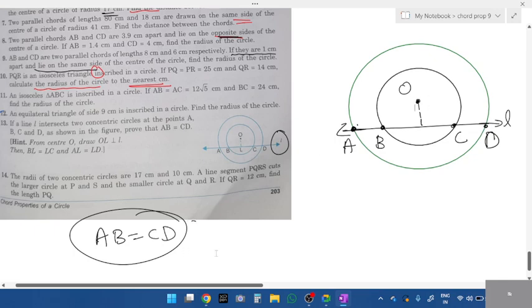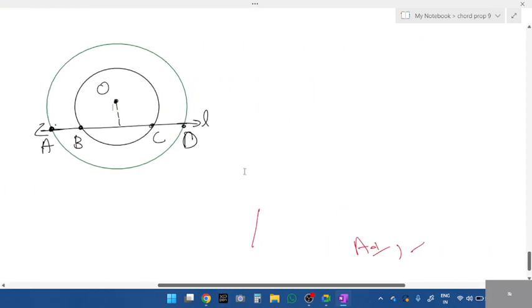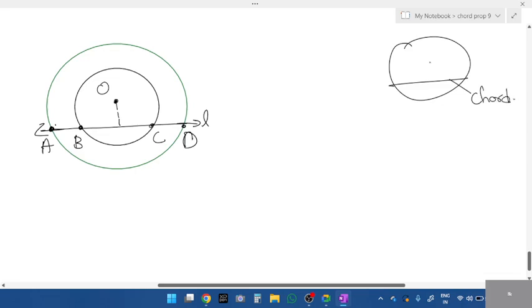Fine. In this entire thing, what are the three things we have, students? Tell me the three important things. For chord property, what are the three important things we have? One is chord. The other one, point of intersection from center to chord. What is the angle? And from that point to the circumference, what do you call? Radius. Just draw them. Look at. Draw intersecting line. Name it as L.